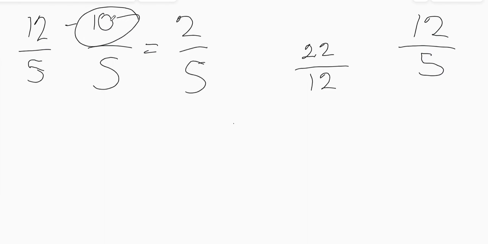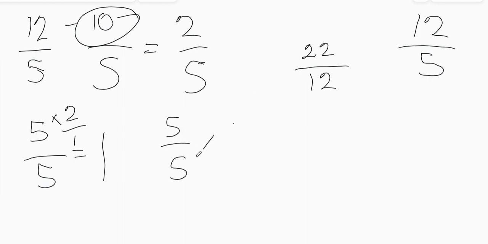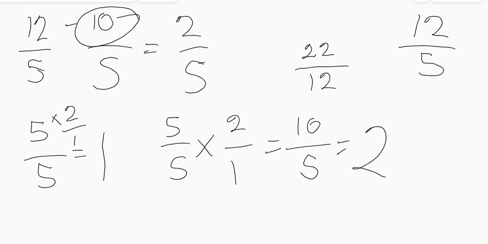Now, why did I do this? Because 5 over 5 equals 1. There are 2 5s in 10, so it will be 5 times 2. But in this scenario, because you're getting a whole number, it's going to be 2 over 1. So when you multiply this straight across, this is going to get into the next chapter. 5 over 5 times 2 over 1 equals 10 over 5, which equals 2.